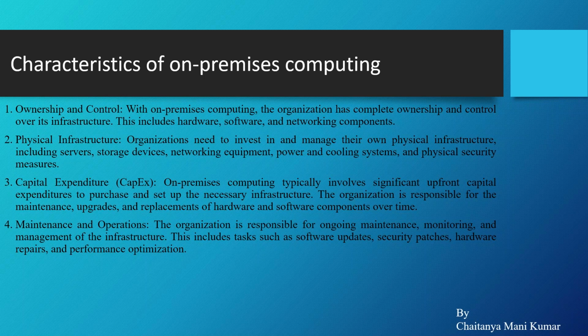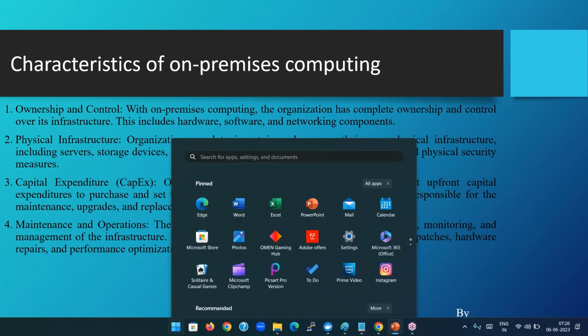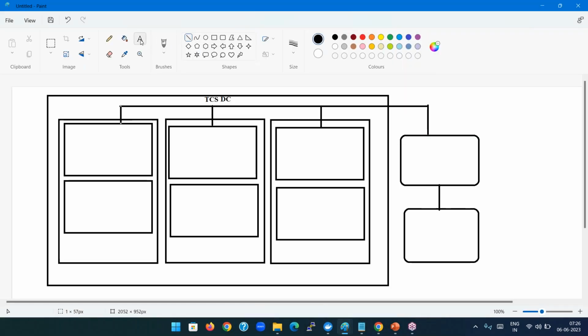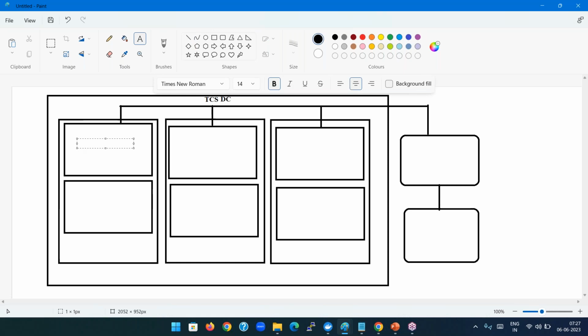Okay. So the next point that you need to understand here is maintenance and operations. The organization is responsible for the ongoing maintenance and monitoring, which we already discussed. This includes tasks such as software updates, security patches, hardware repairs, and performance optimization. What is the meaning of this? For example, there is a server, and on this server we install an operating system called the Windows operating system. Windows operating system is running, so this operating system should have the licensing.